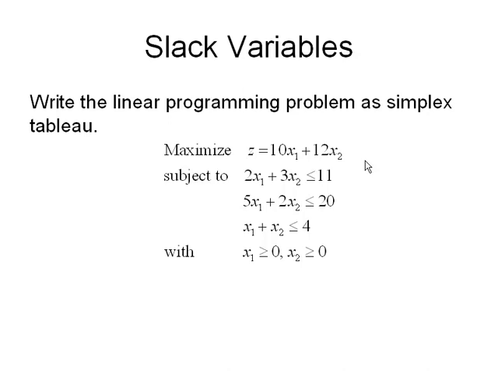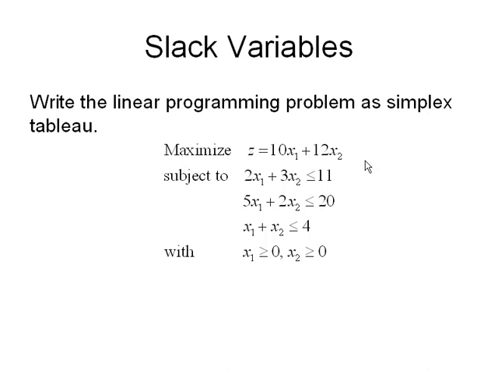So let's go ahead and take a new problem and rewrite that in the initial simplex tableau. So what we have is maximize z equals 10x1 plus 12x sub 2, subject to the constraints 2 times x sub 1 plus 3 times x sub 2 less than or equal to 11, 5x sub 1 plus 2x sub 2 less than or equal to 20, x sub 1 plus x sub 2 less than or equal to 4, and our non-negativity constraints, x sub 1 is greater than or equal to 0, and x sub 2 is greater than or equal to 0.